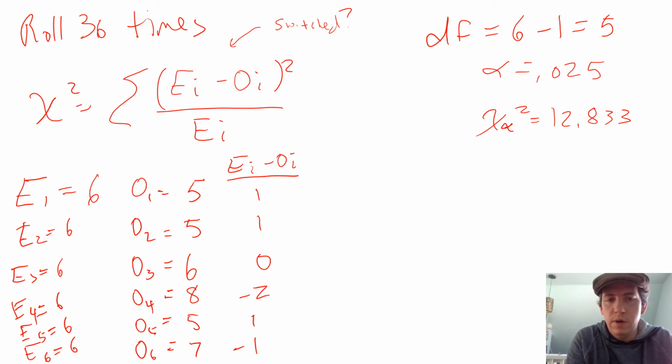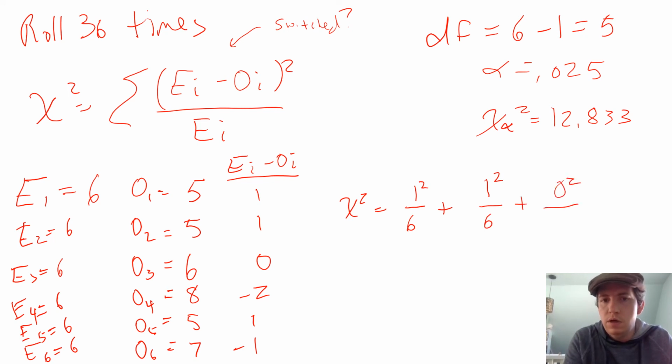Okay, so the chi-squared is equal to, first I take the expected minus the observed squared, so it's going to be 1 squared divided by the expected, which is 6. So I did that for the 1. Now for 2, my expected minus my observed is 1, so 1 squared divided by, again, the expected, which is 6. Plus 0 squared divided by the 6. Plus negative 2 squared divided by the 6. Plus 1 squared divided by 6. Plus negative 1 squared divided by 6.